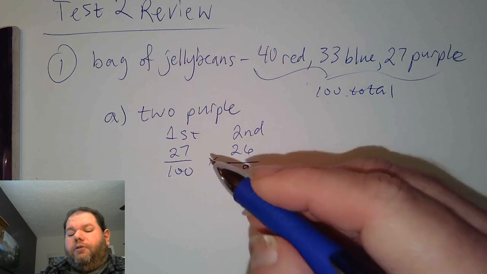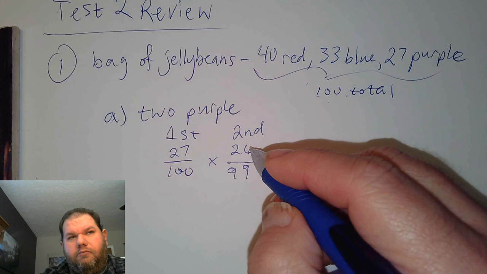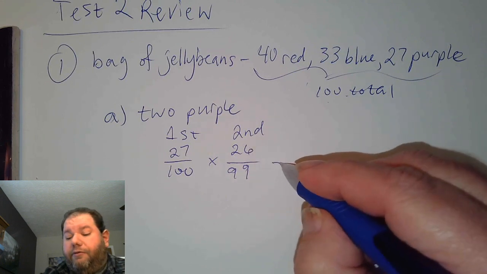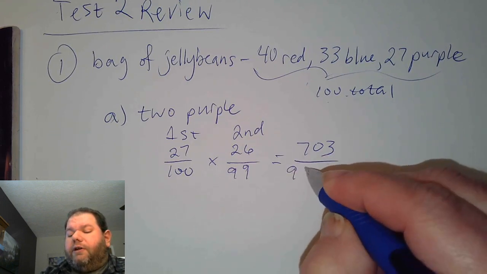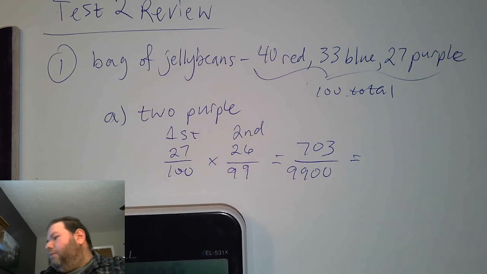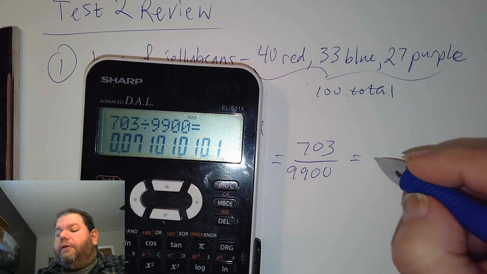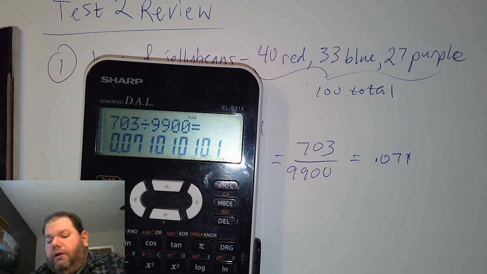Okay, so we multiply 27 times 26, which is 702, and then 100 times 99, which is 9900. And we divide those. Here we go. And for that, we get 0.071.